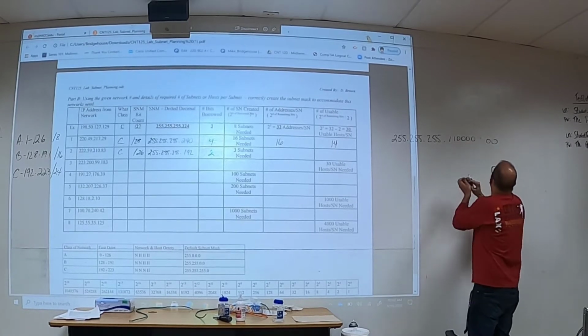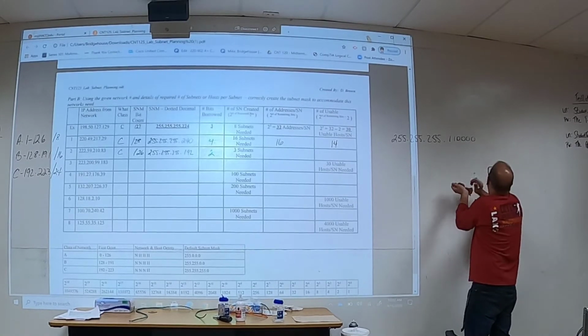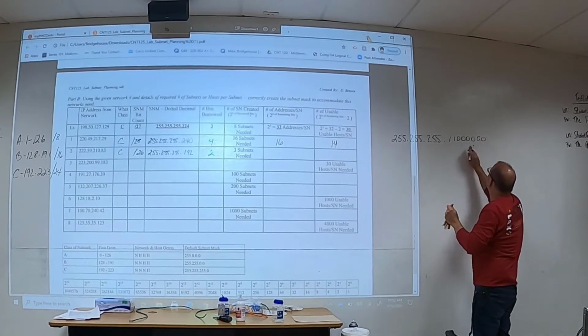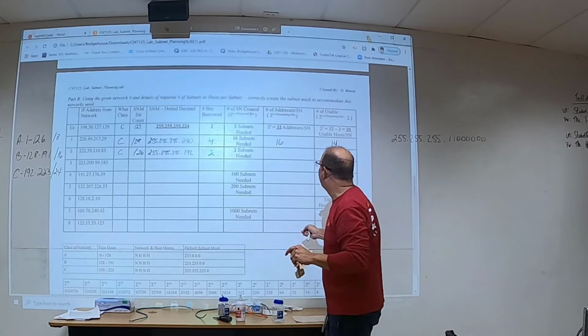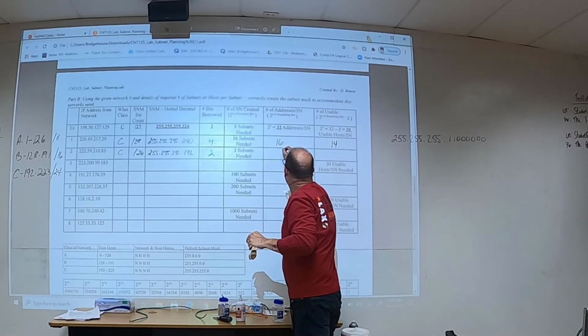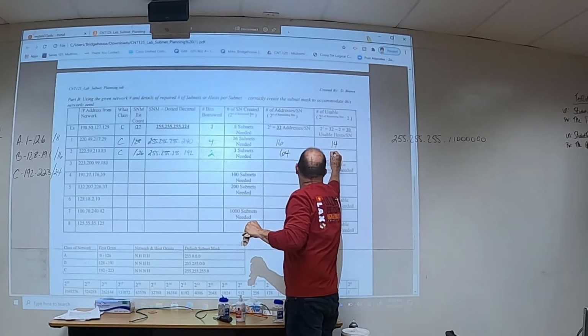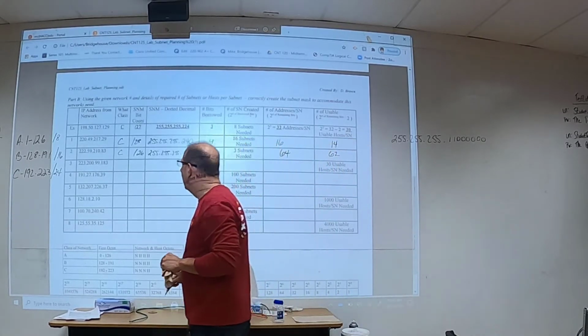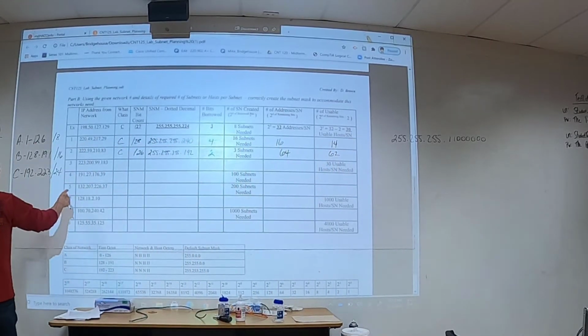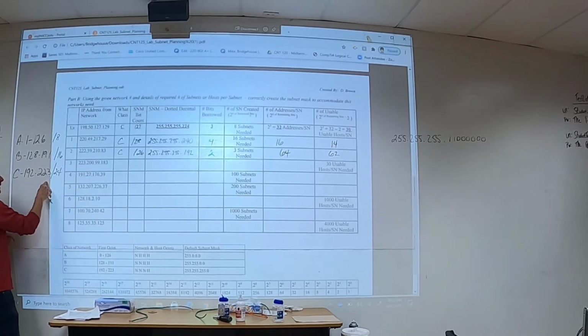2, 3, 4, 5, 6, 7, 8. Let's move these closer. It's confusing. 7, 8. So I didn't borrow 6 bits. 2 to the 6 is 64. Minus 2, 62. Okay? 223, the last number in my Class C range.